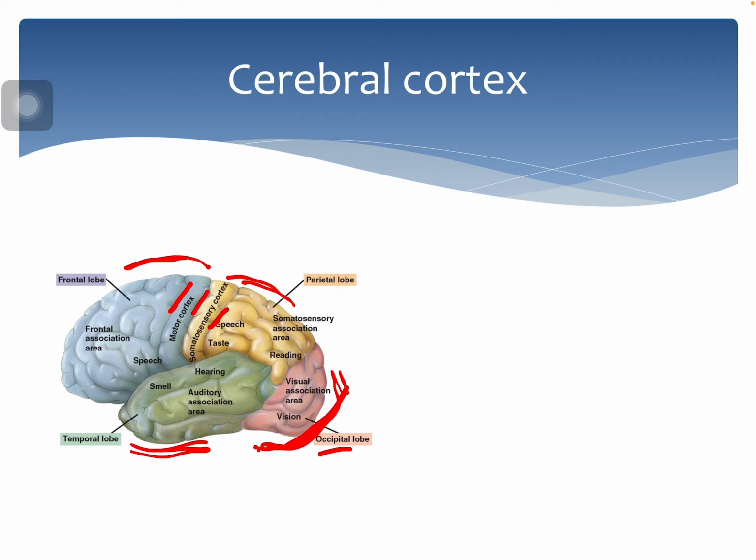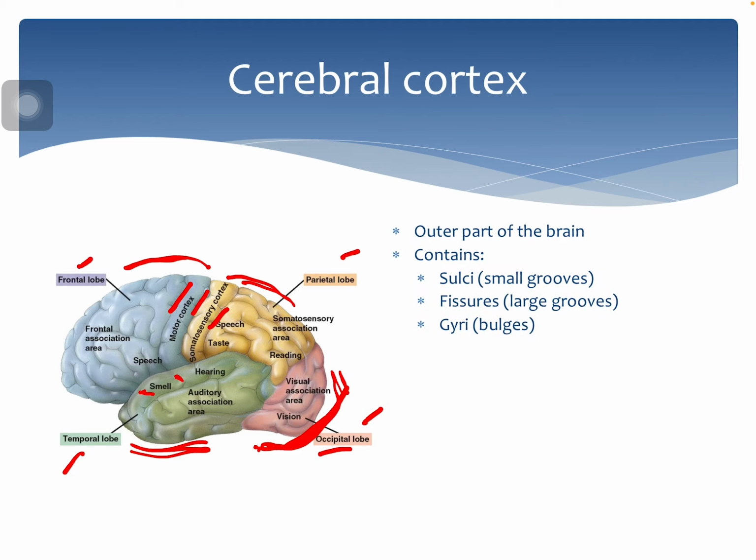And then we have the temporal lobe, which is right over the ears, important for hearing in the auditory association area, important for smell, this region right here. And so that's the cortex and the general overview of the lobes. So we have the frontal lobe, the parietal lobe, the occipital lobe, and the temporal lobe. And so this makes up the outer portion of your brain.